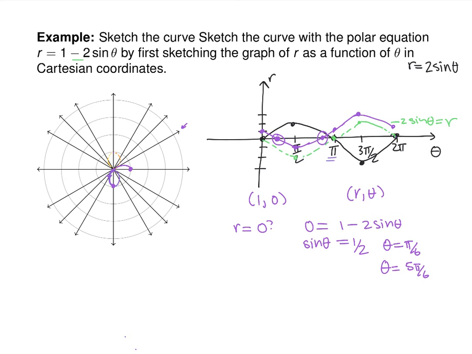By pi, your radius is 1 again. So we've increased back to 1. By 3 pi halves, your radius is 3. 1, 2, 3. So getting bigger until we get to 3, and all until you get to 2 pi and the radius comes back down to 1.